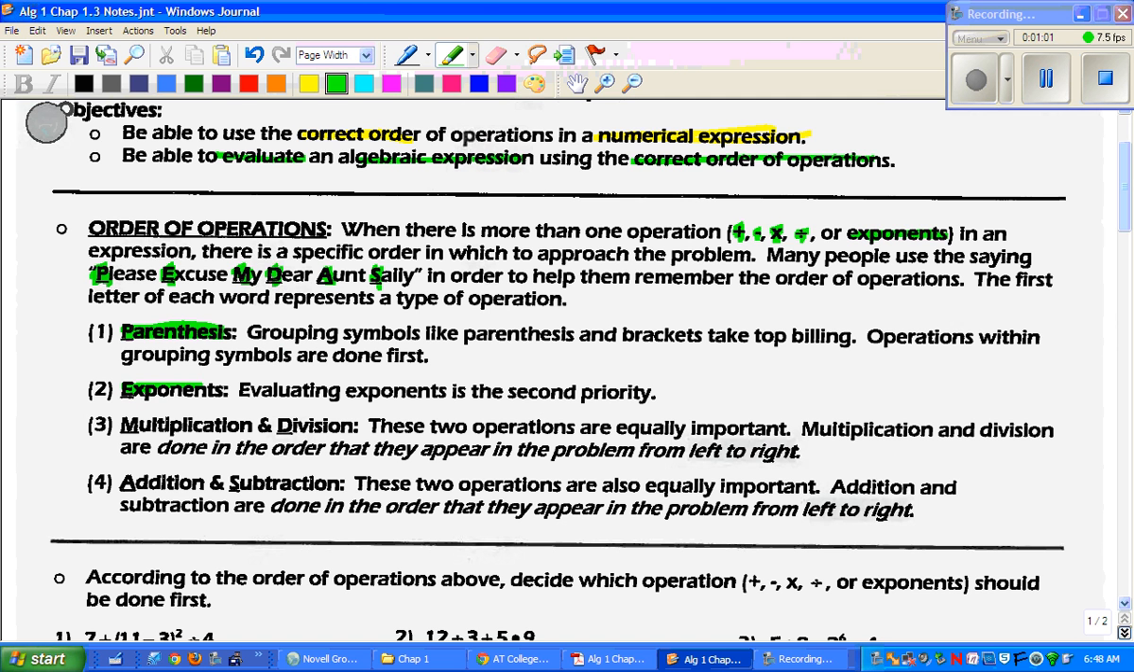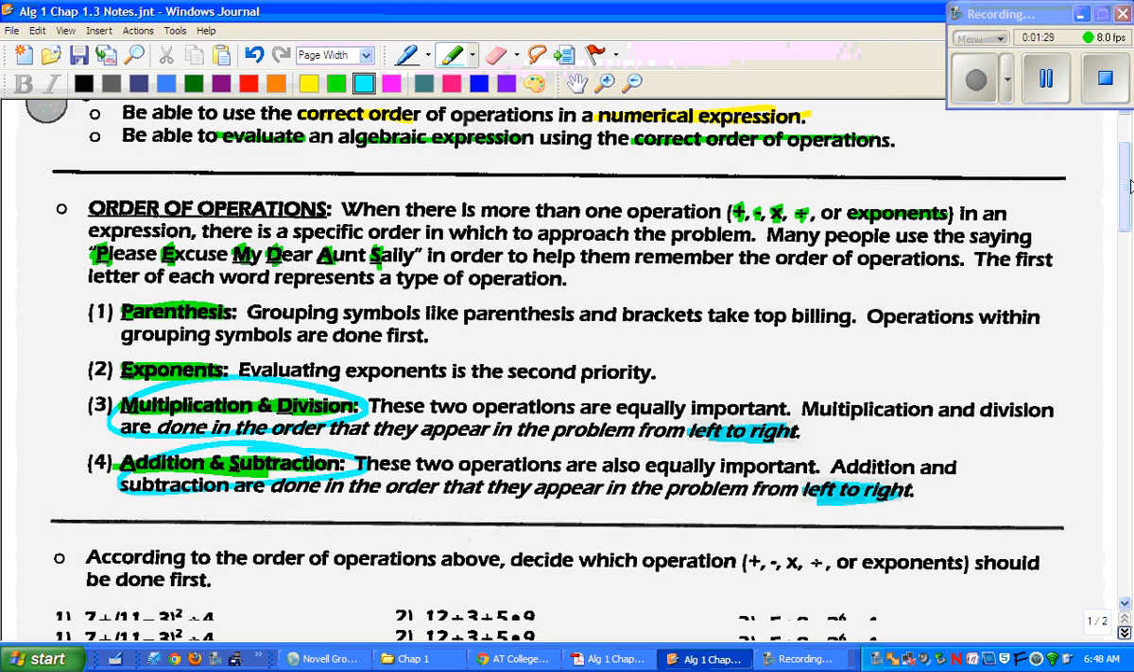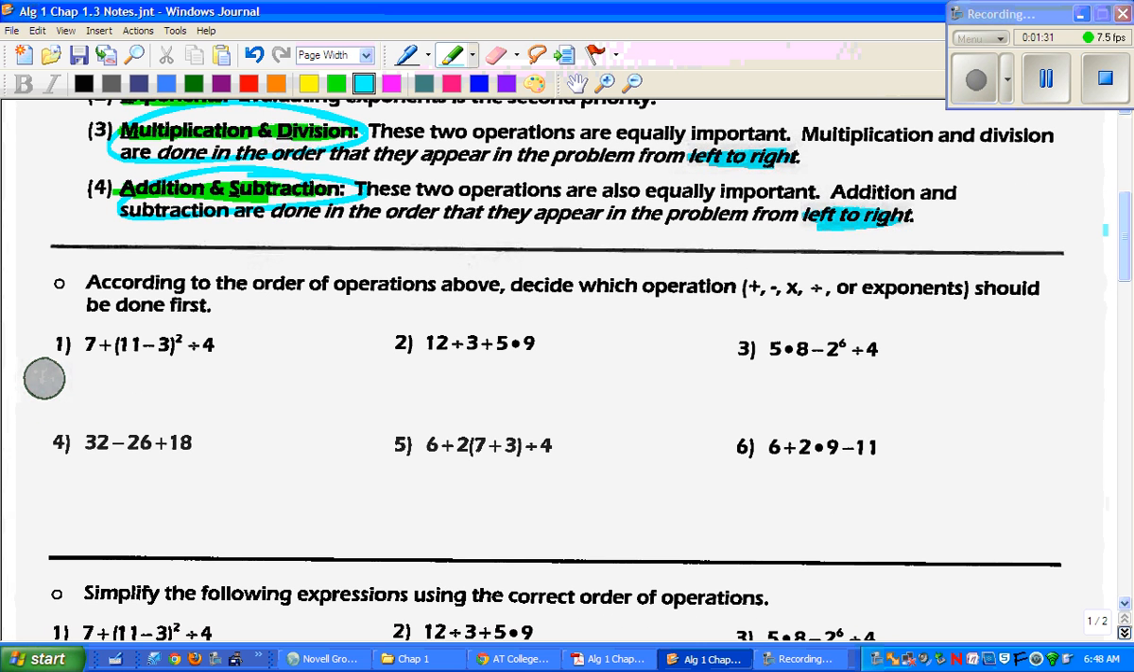P stands for parentheses, E is exponents, M and D are multiplication and division, and then addition and subtraction. The key thing to realize is that multiplication and division are on the same line, and those go from left to right. Same with addition and subtraction. We need to look to see which comes first in the expression.